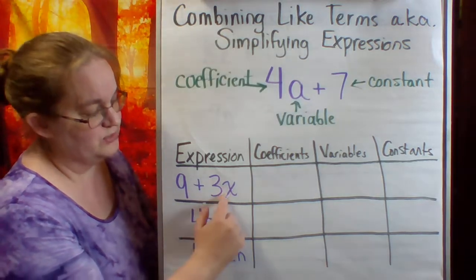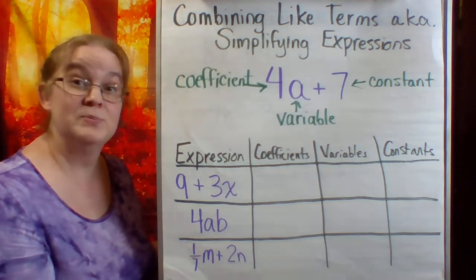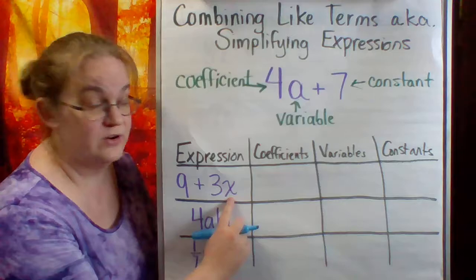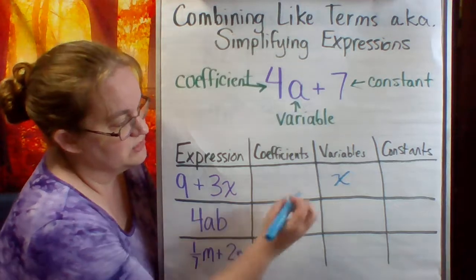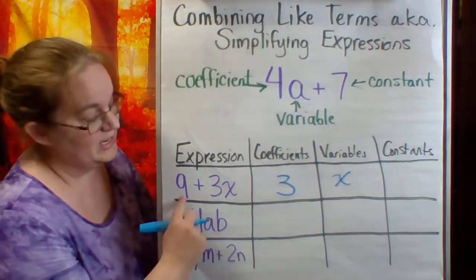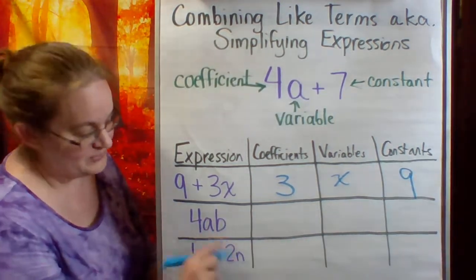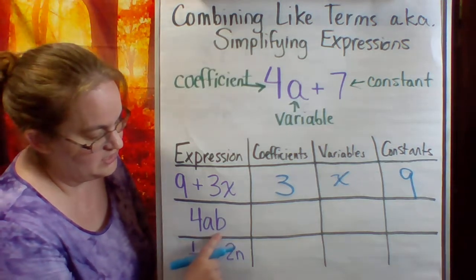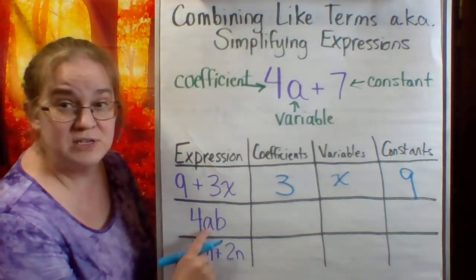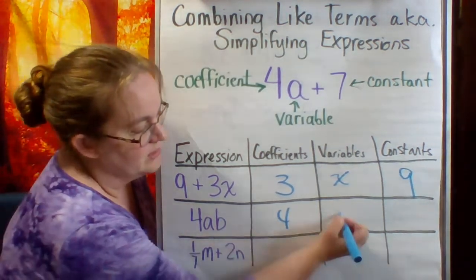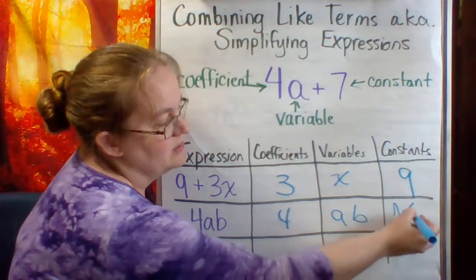So 9 plus 3x. If we look at the coefficient, remember the coefficient is the one that's being multiplied by the variable. In this case, my variable is x. And so 3 times x, because 3x means 3 times x, means that 3 is the coefficient. And 9, because it's all by itself, is going to be my constant. Okay. When I look at the second one, 4ab means 4 times a times b. My coefficient 4 is being multiplied by the variables. And in this case, I have two variables, and I do not have a constant, so that's not applicable.